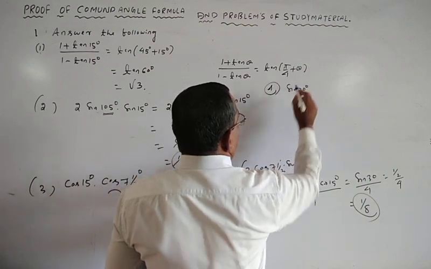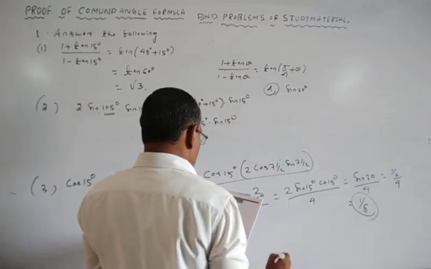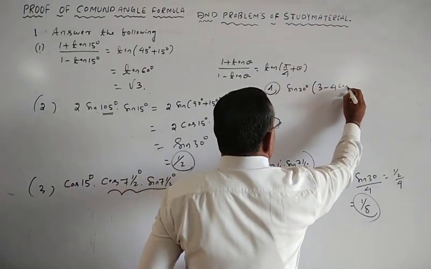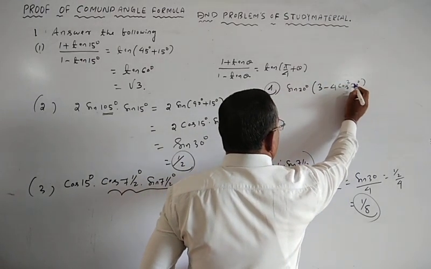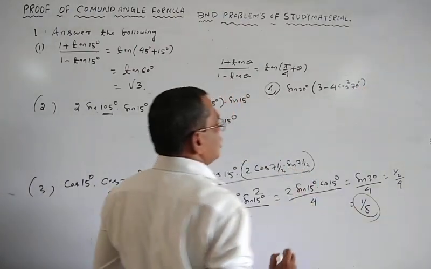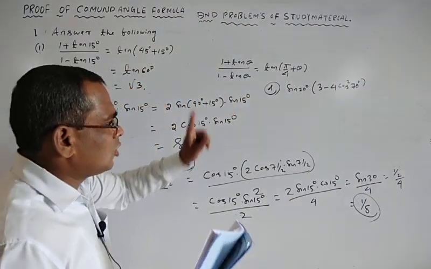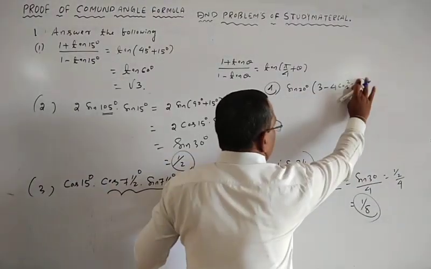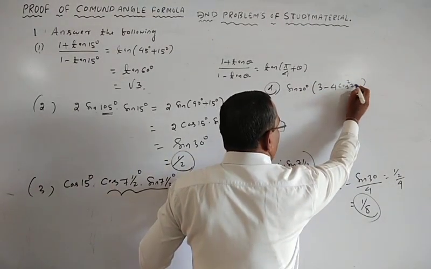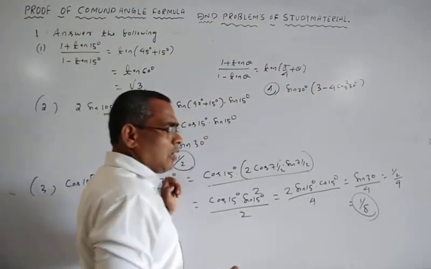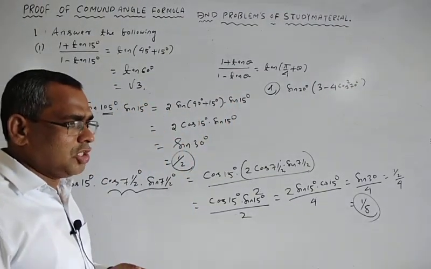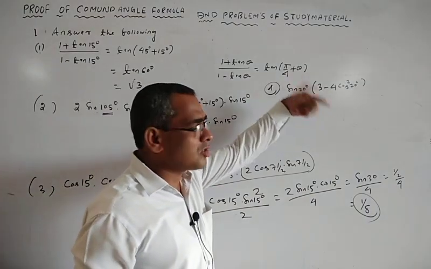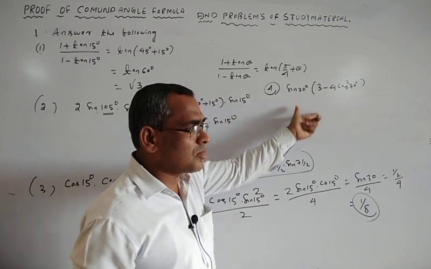Sin 20 degree into 3 minus 4 cos square 70 degree. So one angle is 20, the other angle is 70. Now to express the same angle, you have to express either 70 in terms of 20 or 20 in terms of 70.